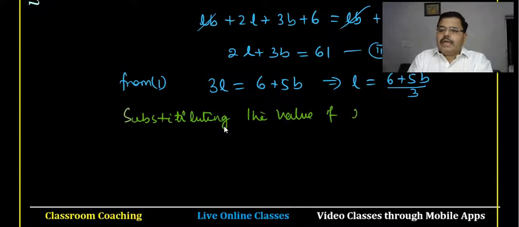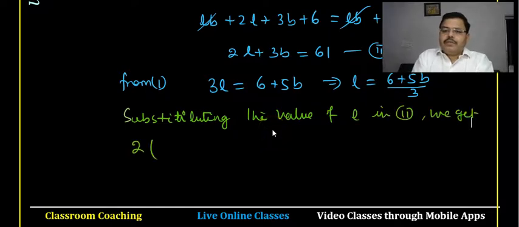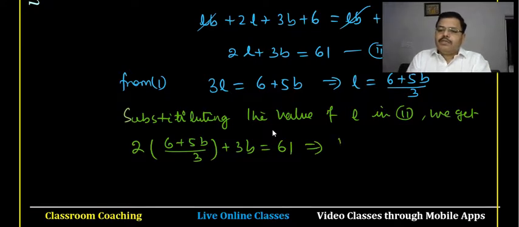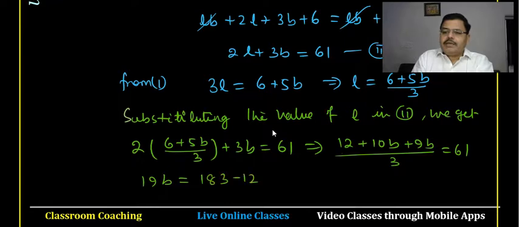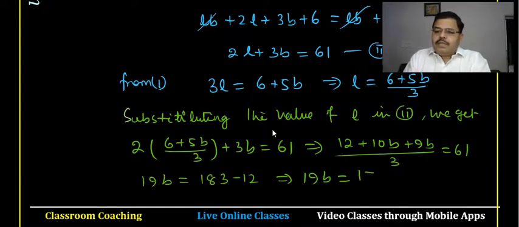If I put the value of L in second, that will be 2 times of L, which is 6 plus 5B by 3, plus 3B is equal to 61. And this will be 12 plus 10B and 9B, and LCM will be 3. So that will multiply this side, and it will be 10B plus 9B is 19B is equal to 183 minus 12, and hence 19B is equal to 171, and B is equal to 9.